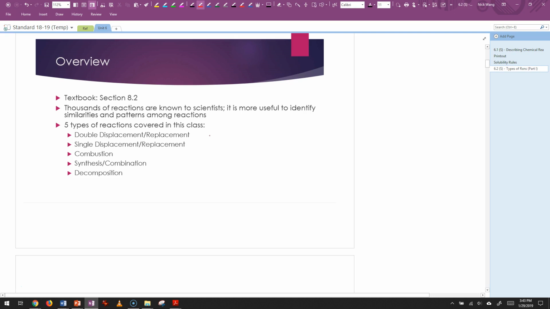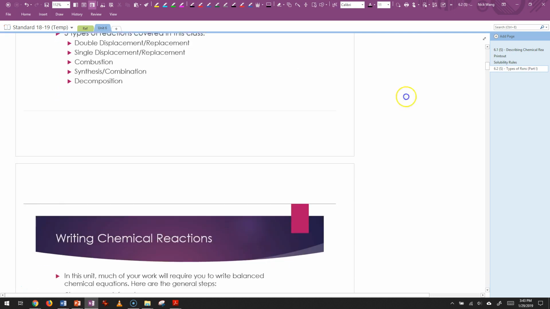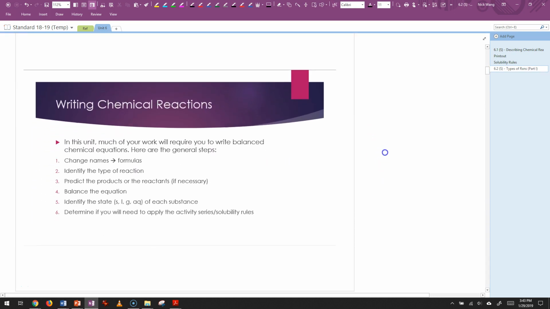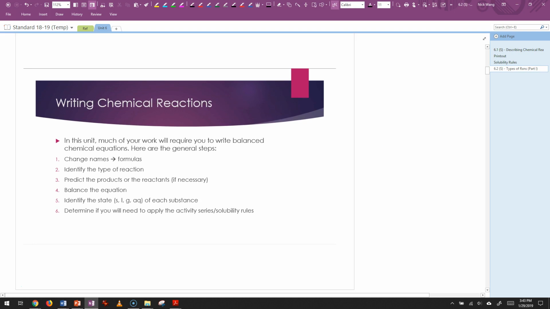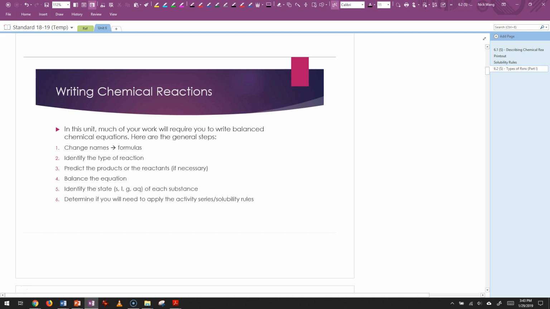It's important to recognize that there are thousands of different types of reactions that exist. But we're going to focus on the ones that are the most important and the most common, and go from there. One of the things that we'll have to do a lot of is also write chemical equations, and represent the reaction as an equation on paper.